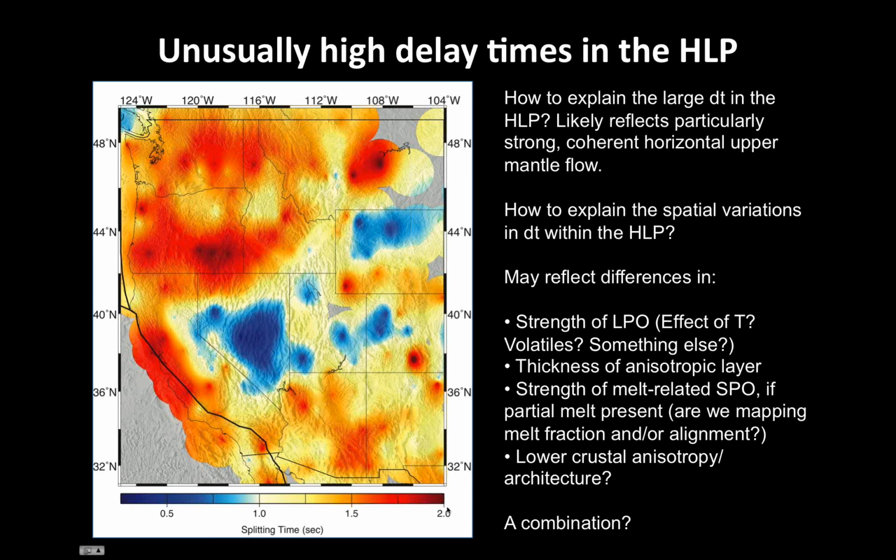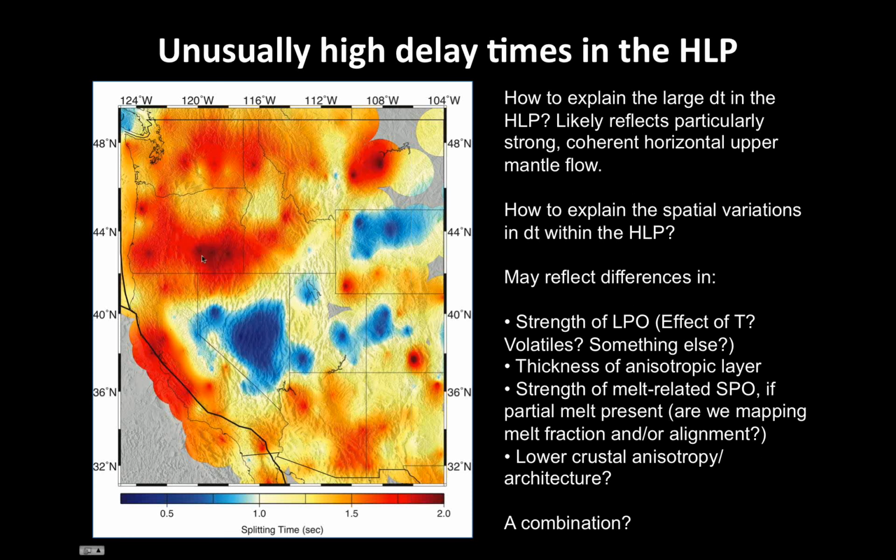So this isn't a tomography model. The colors here correspond to average shear wave splitting delay times. And if you just glance at this map, it turns out that even though the whole western U.S. has fairly high delay times compared to a lot of continental regions, one of the most striking features on this map is the High Lava Plains. This stands out as a region that has consistently high delay times, and again, we have a very high quality data set that lets us be very confident that this is a real feature.